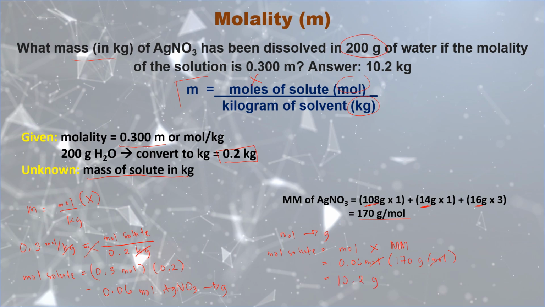Okay, now this is the mass of the solute, but take note, the problem is asking what mass of that silver nitrate in kilograms. So this is not yet the final answer. We need to convert this grams to kilograms. So again, 1,000 grams in 1 kilogram. Therefore, the final answer is 0.0102 kilograms. This is the final answer.